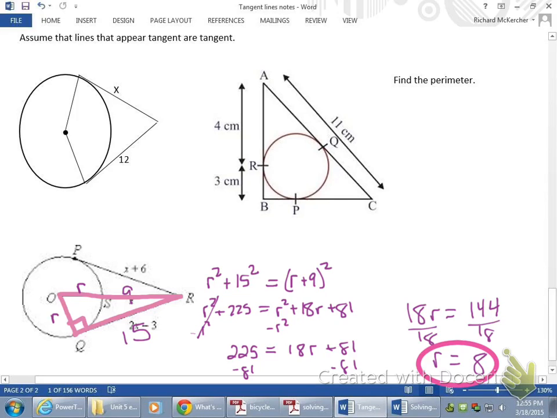Once you know the radius is 8, I could ask you all sorts of questions. I could ask you about area, I could ask you about circumference, anything. I know this was a little bit longer. Take your time, run through it as many times as you need to, and we'll see you in class.